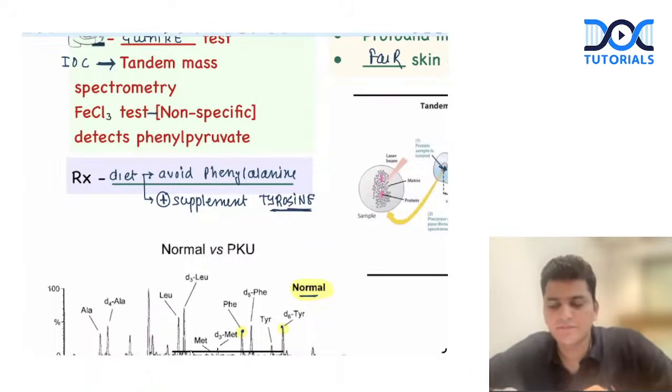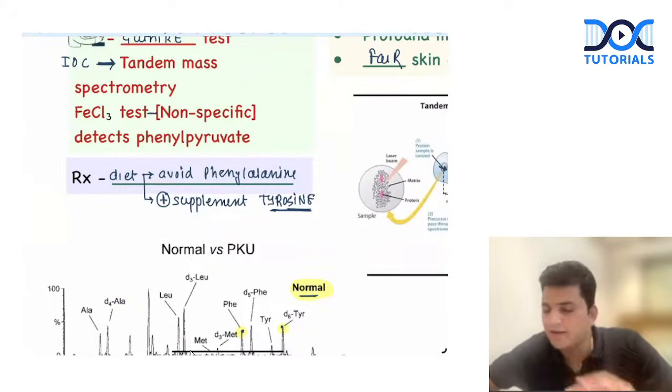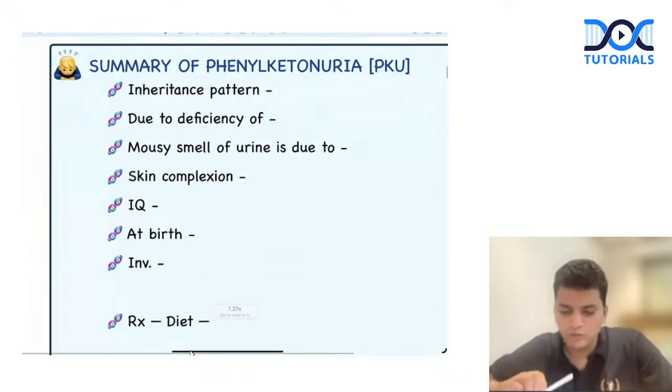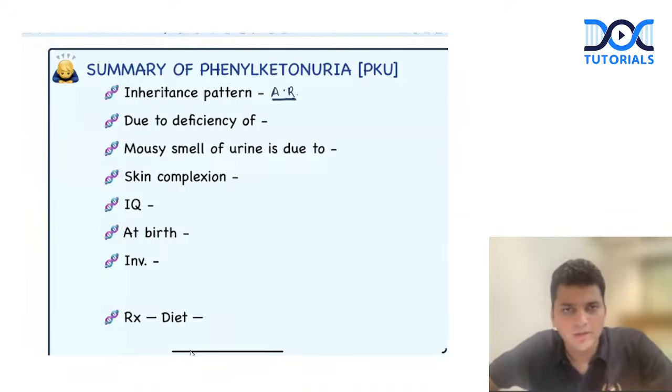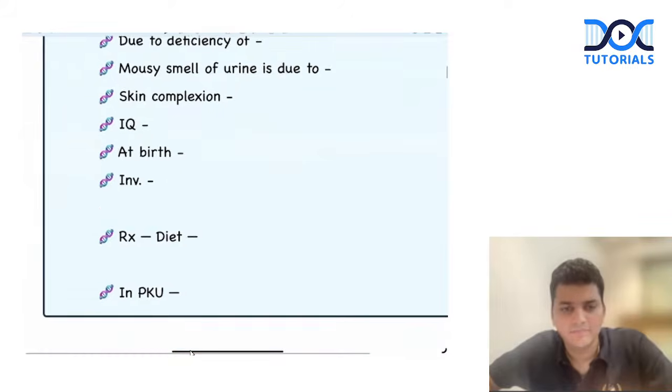It is an autosomal recessive disorder. In fact, in biochem, if I don't tell you the inheritance pattern, by default, it is autosomal recessive. If nothing is written to you, it's automatically autosomal recessive, right? There are only a few diseases which are X-linked and autosomal dominant, and I will tell you specifically about them. But if I'm not saying anything, by default, biochem disorders are autosomal recessive. So here it is asked what is the inheritance pattern of phenylketonuria? It's autosomal recessive. The other answers you can write down on your own: it is due to deficiency of which enzyme, the mousy smell is due to what, skin complexion, and like this.